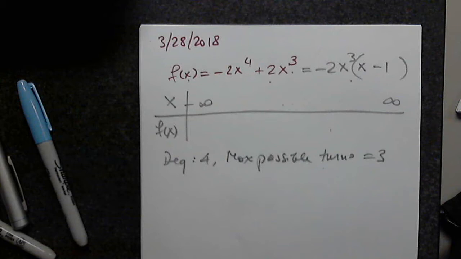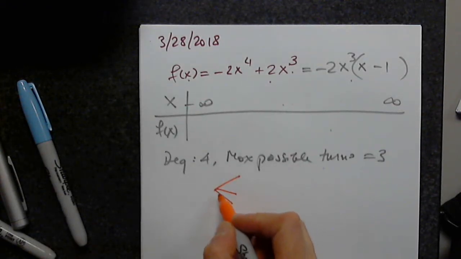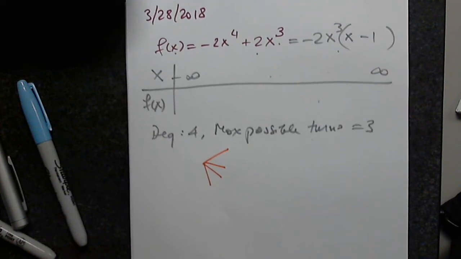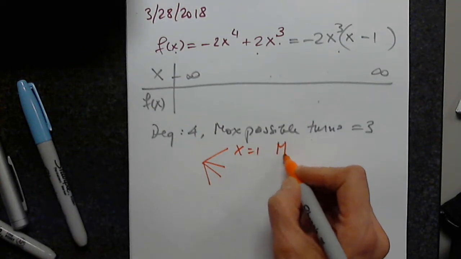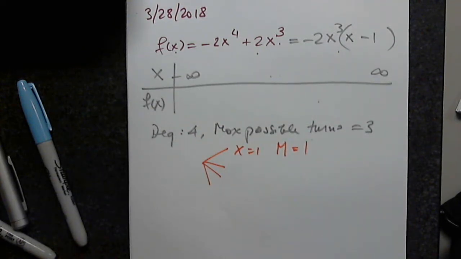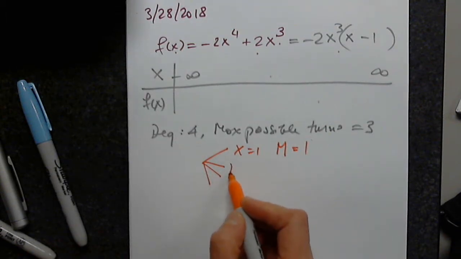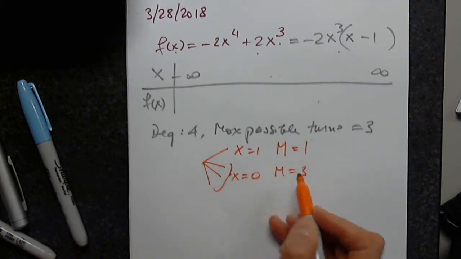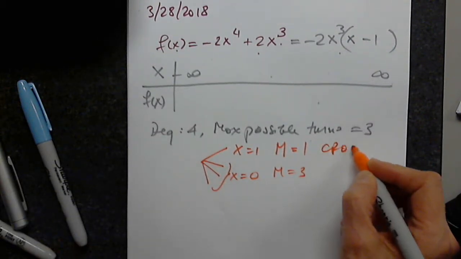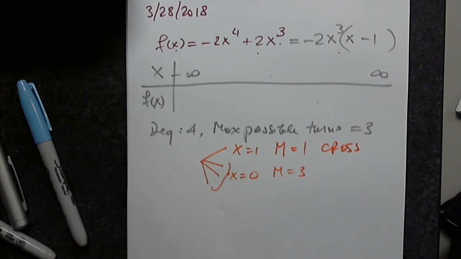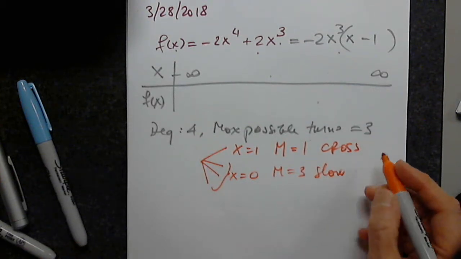Now I need to determine how many solutions, how many x-intercepts will you give? 4 solutions, because the degree is 4. Okay, very good. So I expect 4 solutions. Please tell me those 4 solutions. x equals 1, multiplicity 1. And x equals 0, with multiplicity 3. What does multiplicity 1 mean? A cross. And what does multiplicity 3 mean? Slow cross. Whatever you want to write, I'll accept it.